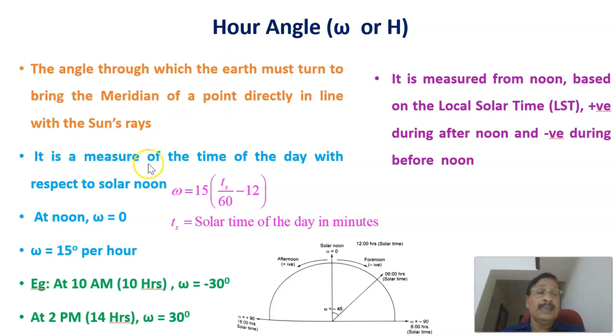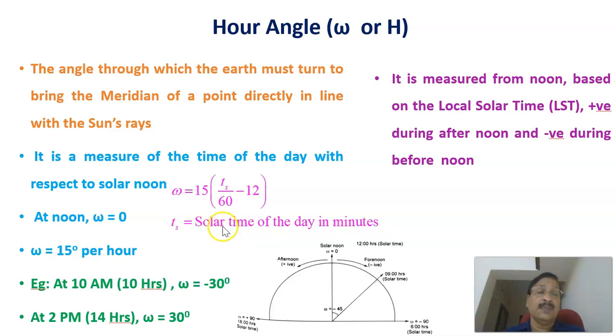The hour angle is the measure of the time of the day with respect to the solar noon. That is the reference we are taking, the solar noon time, with before and after it. The corresponding equation is omega equal to 15 into Ts divided by 60, minus 12, where Ts is the solar time of the day in minutes.